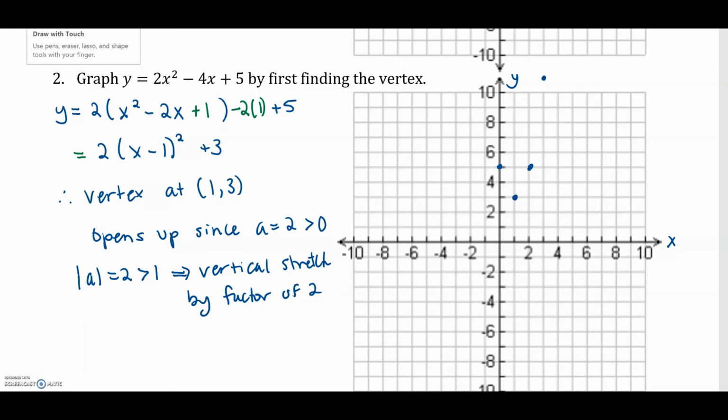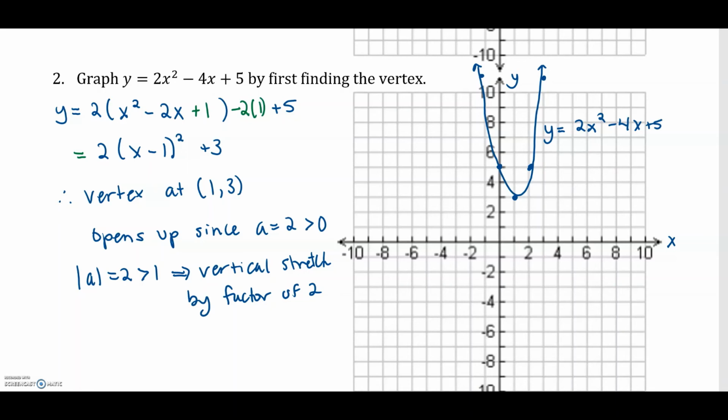And anything else I graph here is going to go off the graph, but it will increase very quickly. And we have the graph y is equal to 2x squared minus 4x plus 5. You can write the general equation or the equation in factored form.